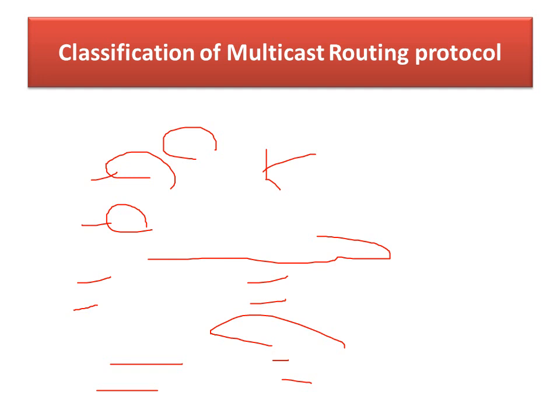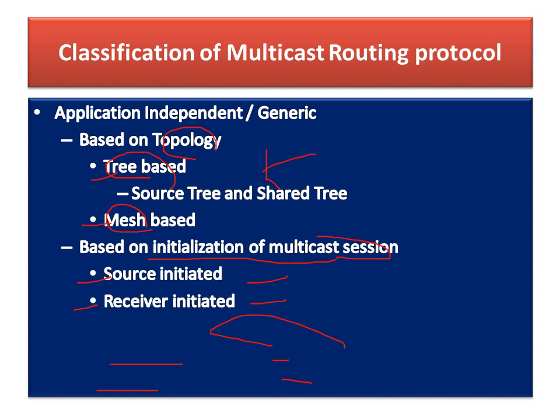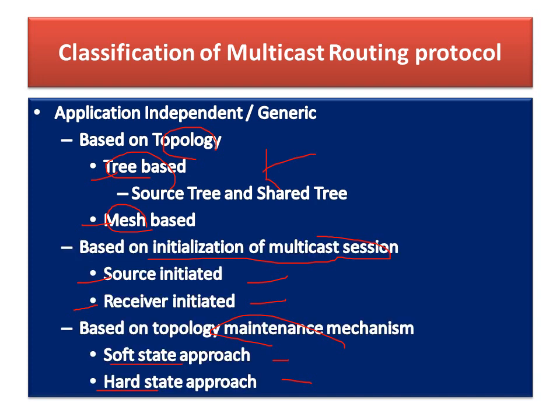So that's the idea behind the operation of a multicast routing protocol: source initiated, receiver initiated, soft state maintenance approach, or hard state maintenance approach. The classification they make here is that they classify broadly as application independent or generic multicast routing protocols, or specifically application dependent multicast routing protocols. As you're aware, say for example, some applications are really time sensitive, then you will have to specifically design your multicast protocols to ensure certain things. So that's the way they broadly classify.